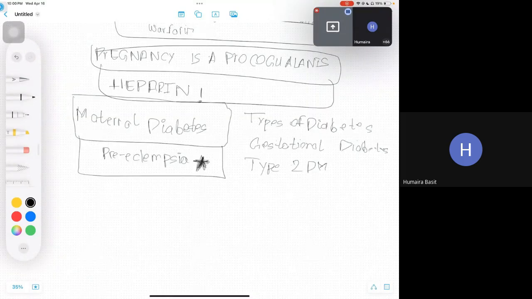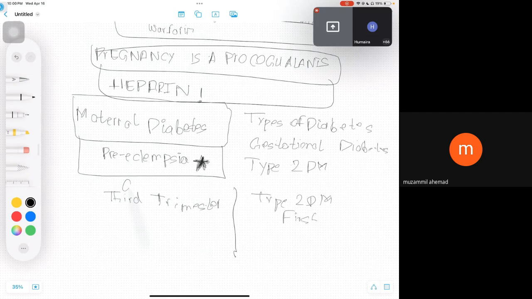So, in which trimester does the gestational diabetes start? In the third trimester. Yes. So, it starts in the third trimester versus the type 2 diabetes, which starts in the first trimester. So, we need to divide these in a separate column because it starts in the first trimester.